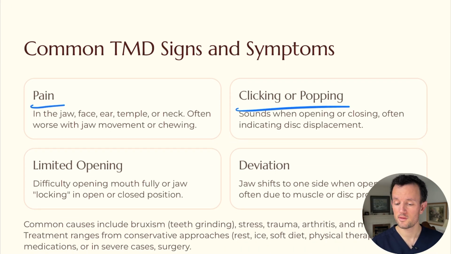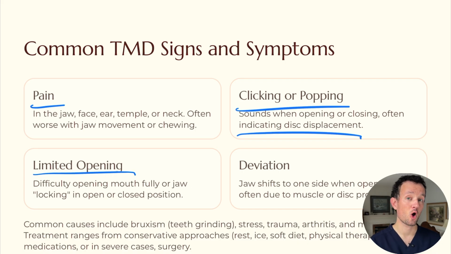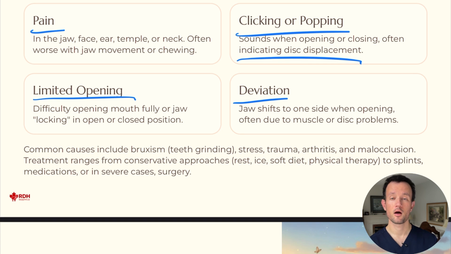Clicking or popping sounds in the TMJ indicate a disc displacement. A limited opening, so trismus, you're locking your jaw fully open or fully closed. Or deviation, the jaw shifts to one side or another during opening or closing. Common causes of this can be bruxism, grinding the teeth, stress or trauma, arthritis, malocclusion, so the teeth don't fit right together. So you keep grinding your jaw, trying to get the teeth to fit in the proper grooves.